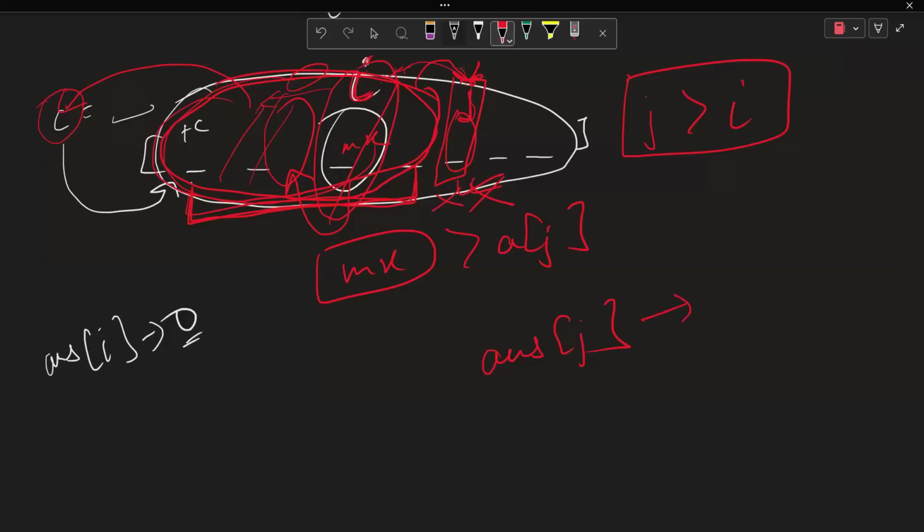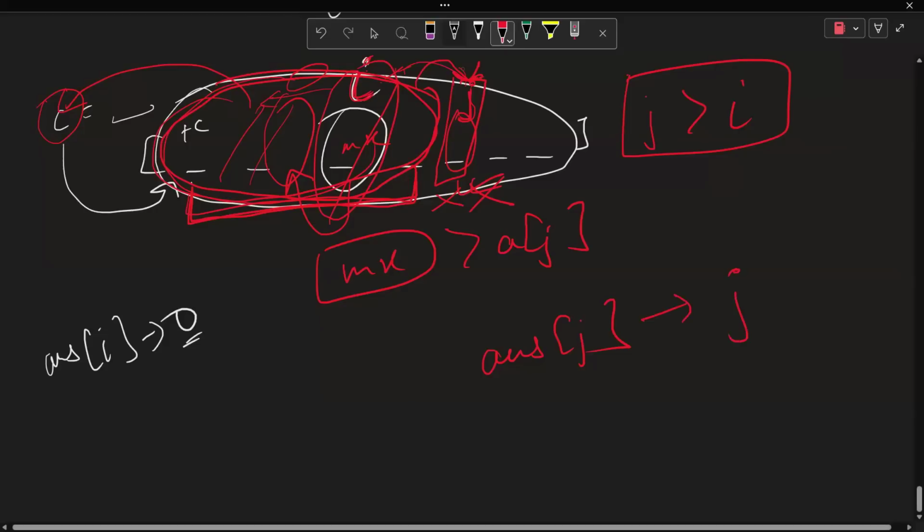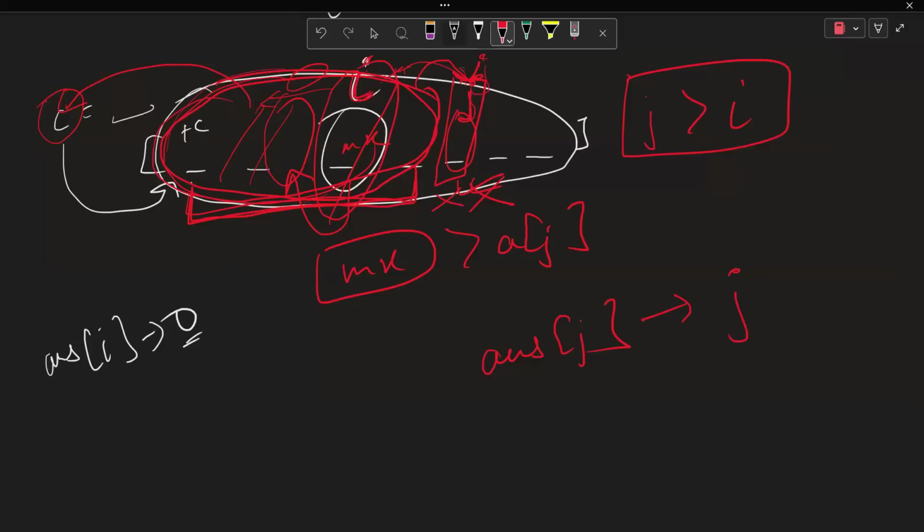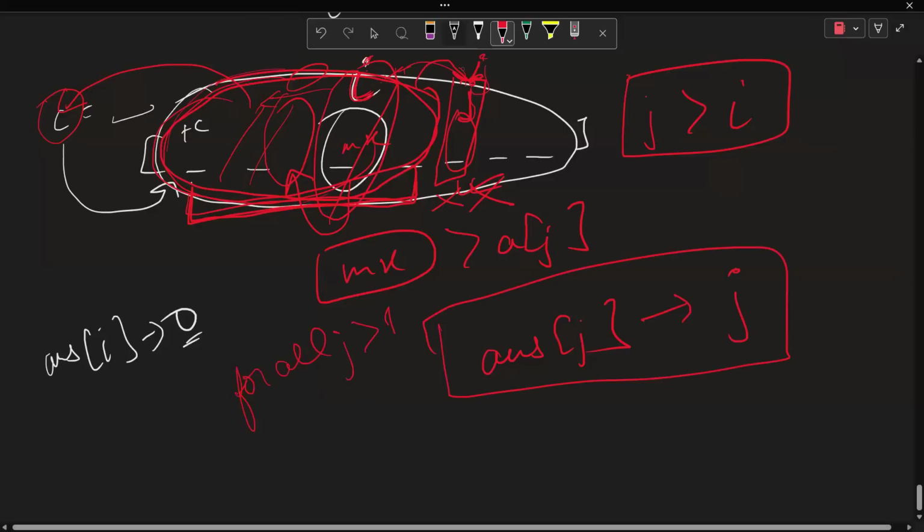So the answer for J is just going to be J, like the number of candidates before that. If we are taking zero-based indexing, then the number of candidates before J would be J only. So the answer for J would be J for all J greater than I, and the answer for I is 0.